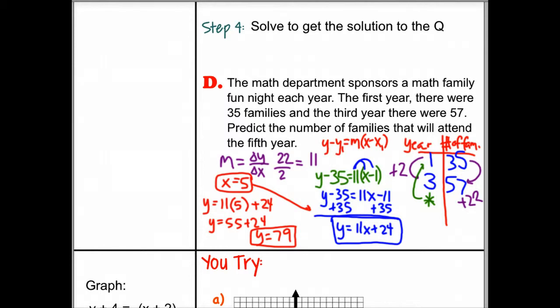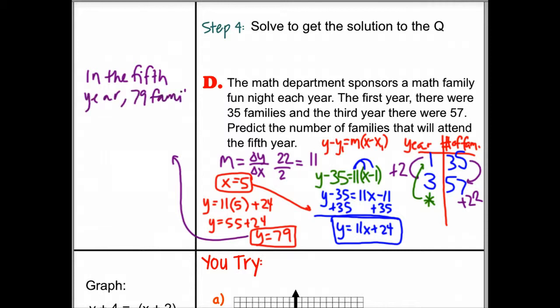And let's write it out in words what that means. So I'm going to write it over here where we have a little bit more room. And that means, so y equals 79. That means in the 5th year, 79 families will attend.